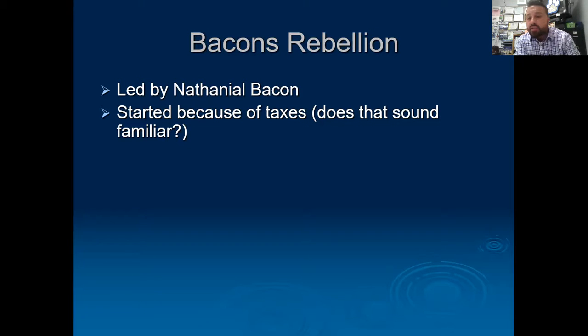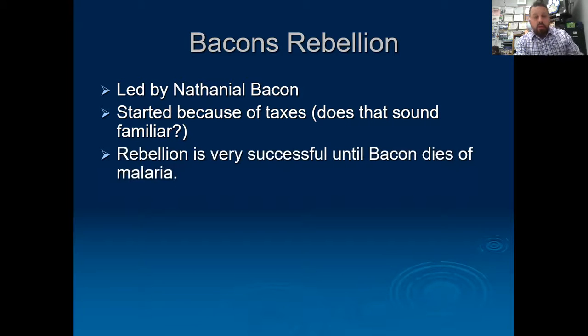This starts in 1676, which is exactly 100 years before the American Revolution. Kind of a fun fact. So, maybe that'll win you some nachos. The rebellion is very successful until Bacon dies. Literally, you got to remember, this is all swampland. It's around Virginia. It's around Jamestown. He gets a mosquito. A mosquito bite changes history.